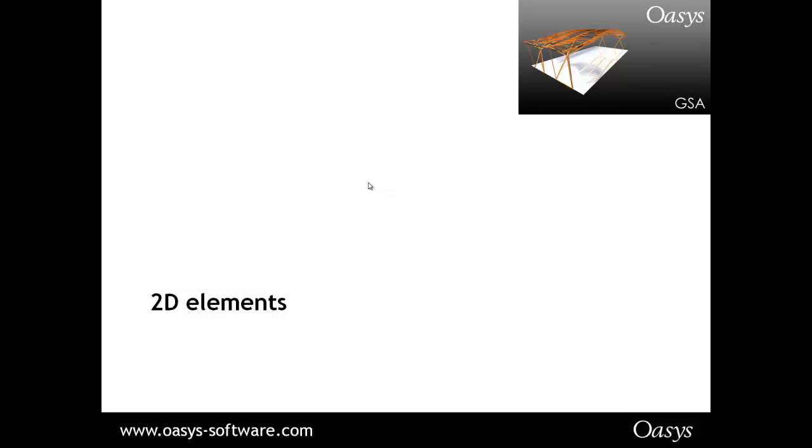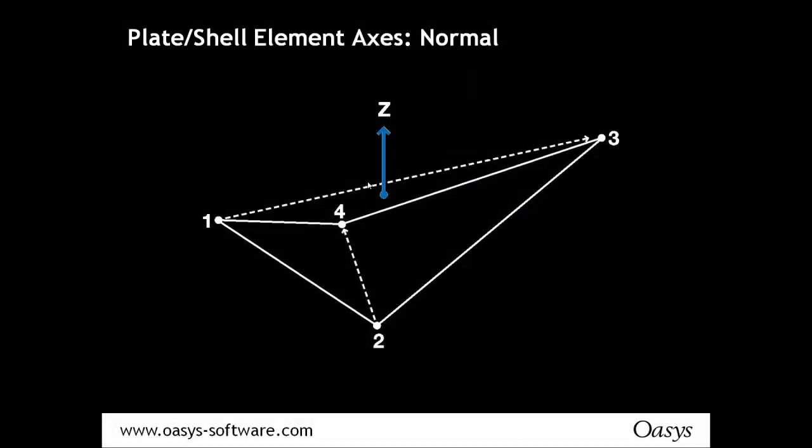Next we have 2D elements. Now 2D elements, the axes are a little bit more complex than the 1D elements. First of all is the perpendicular to the elements. Now this is a warped element, so this is just warped for exact demonstrative purposes. They should be flat really, but the principle is you take the diagonals, two diagonals, and you can then work out the cross product of those to find the perpendicular.